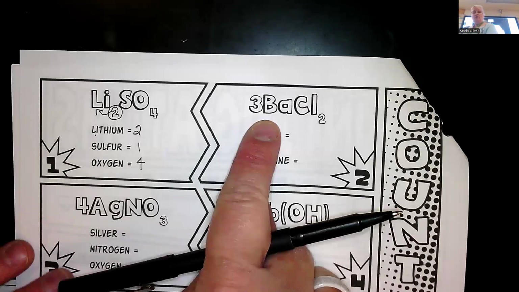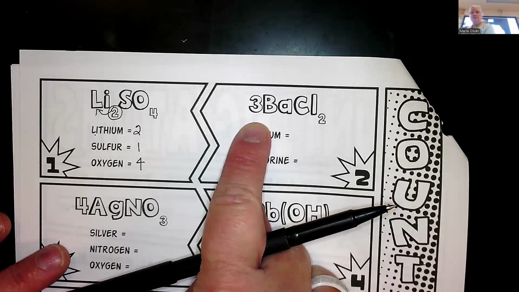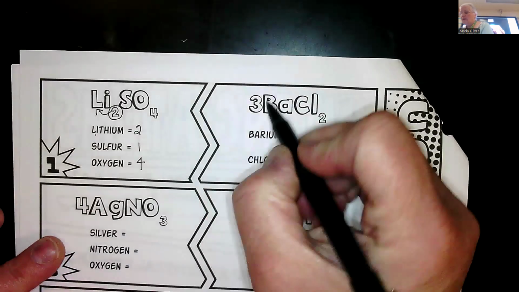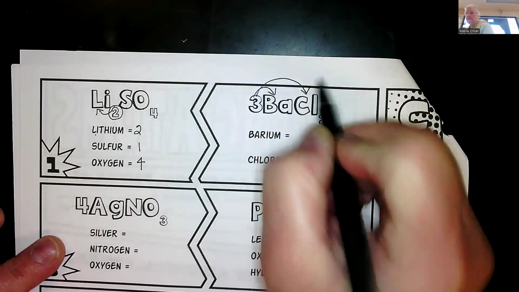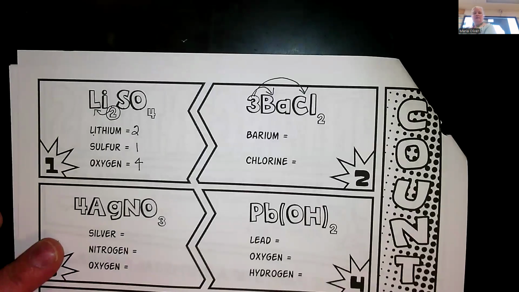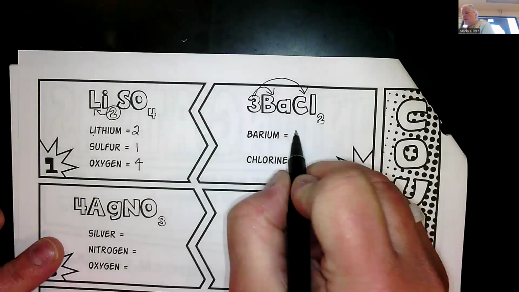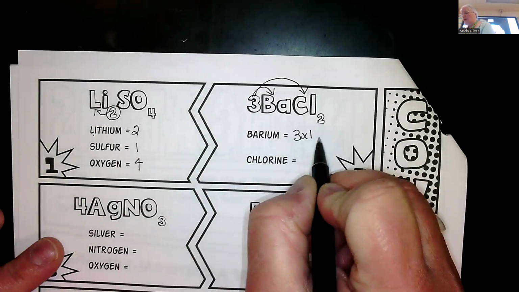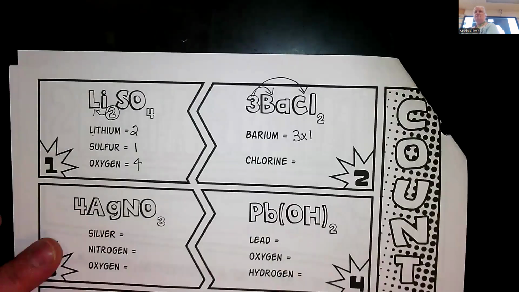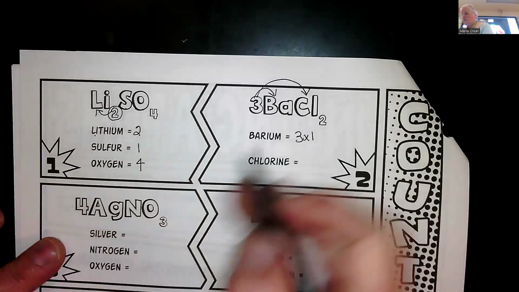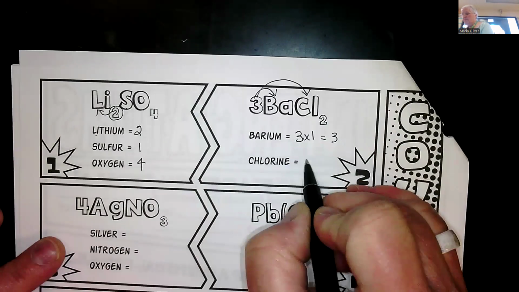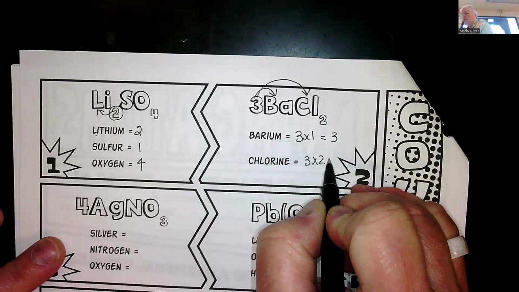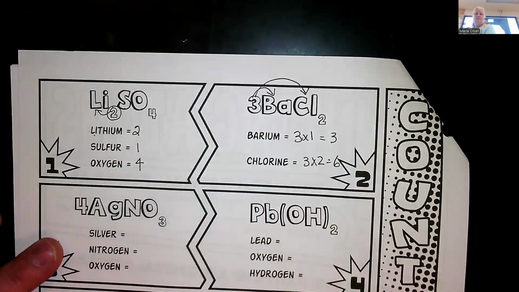If you look at number 2, you're going to see that there's a coefficient in front of the chemical formula. That coefficient means it goes to every single element in the chemical formula. So barium becomes 3 times 1 because there's no subscript attached to barium, so it's always 1. And so it becomes 3. Chlorine becomes 3 times 2, which is 6.